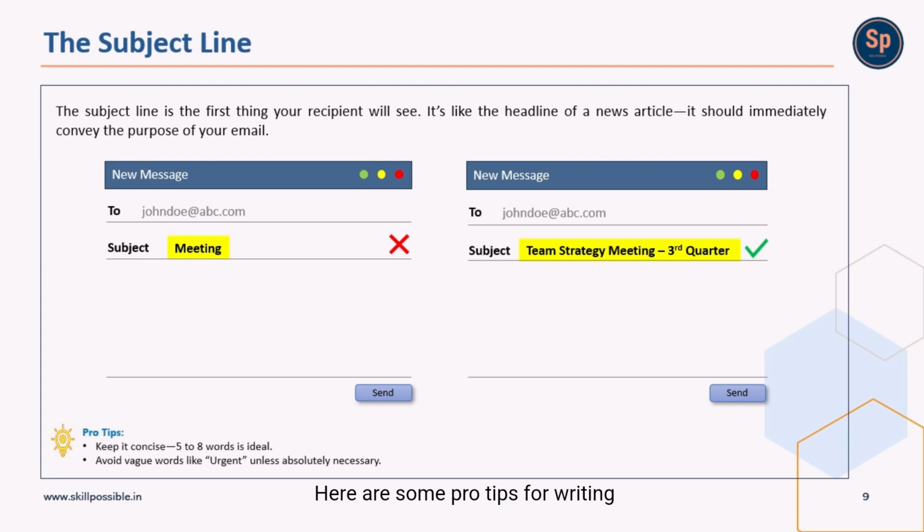Here are some pro tips for writing effective subject lines. 1. Keep it concise. Ideally, stick to 5 to 8 words. Long subject lines can get cut off, especially on mobile devices. 2. Avoid vague or overused words. For example, using terms like urgent or important too often can reduce their impact. Only use them when it's truly necessary.